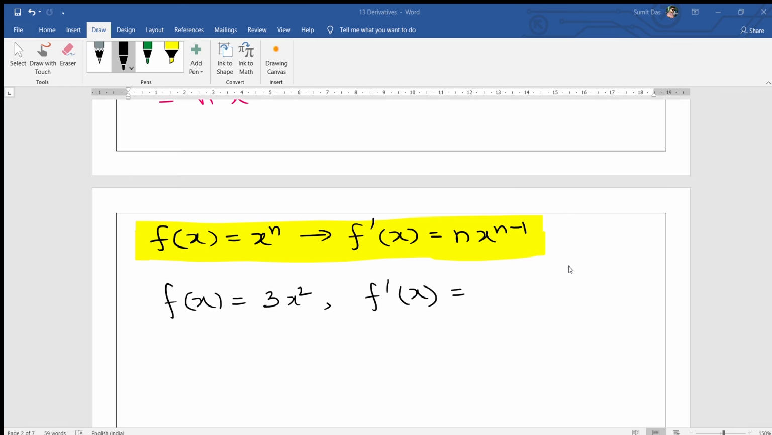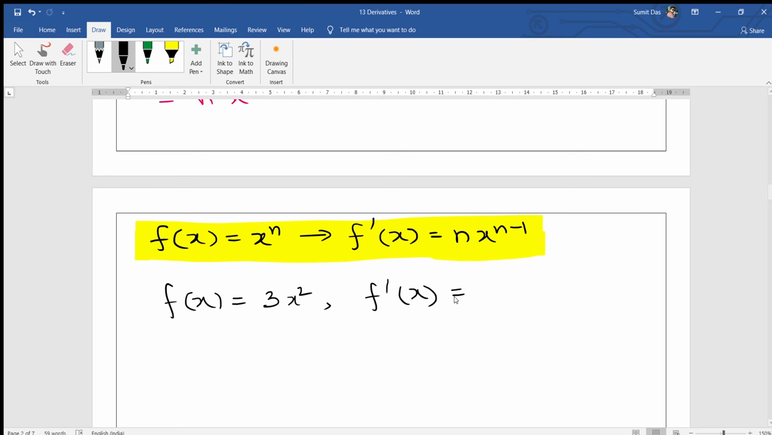So what will be the derivative of 3x squared? Fast reply. Derivative of 3x squared. See, what is 2 minus 1? Just calculate. x to the power 2 minus 1, what is that? What about the others? No response?